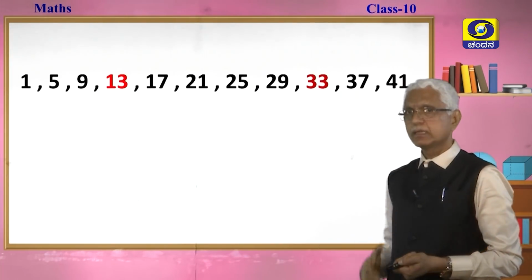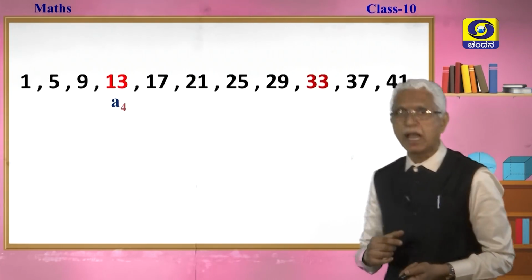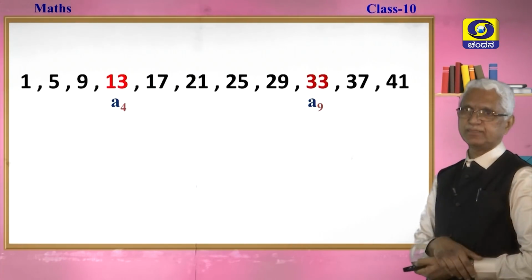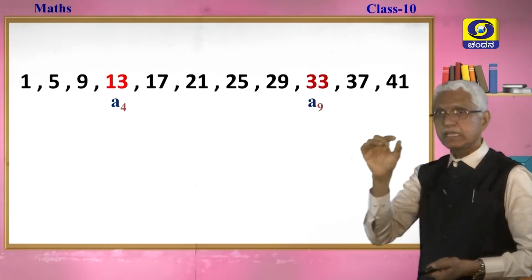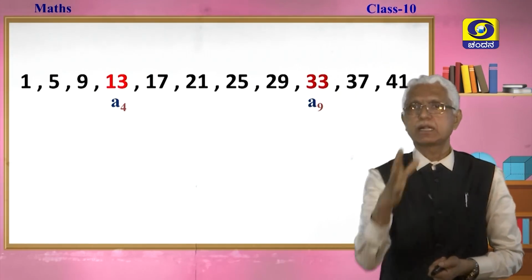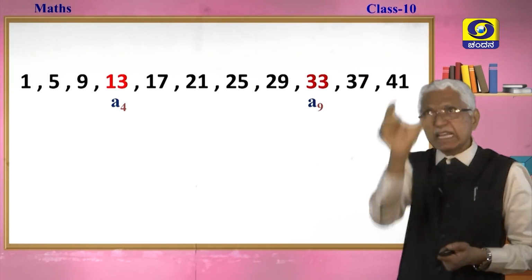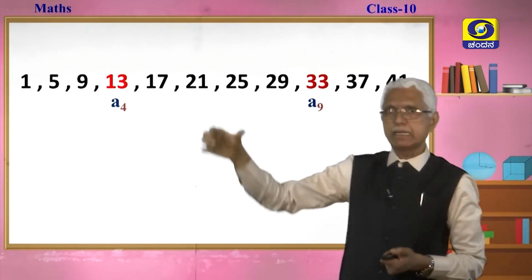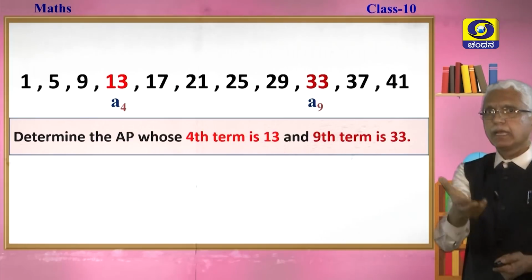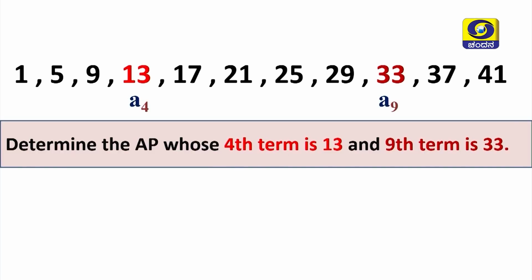I think we are working some more problems now. There is an AP given. 13 and 33 are marked red. Let us see. 4th term is 13, 9th term is 33. See, in the examination, how will they give you the problem? In an AP, 4th term is 13 and the 9th term is 33. They won't give you the whole AP. They will give you only 2 terms. Problem: Determine the AP whose 4th term is 13 and the 9th term is 33.